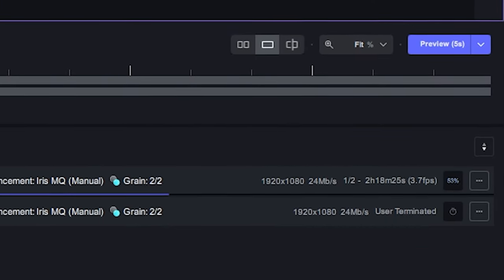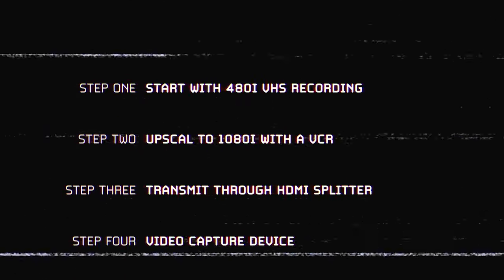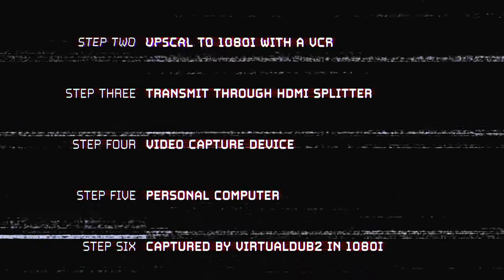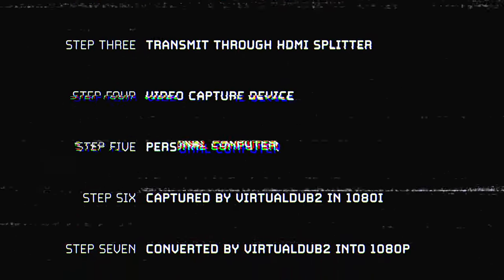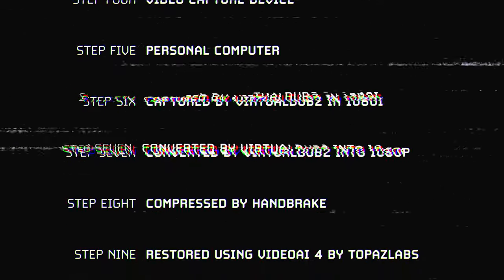Okay, now to review the extreme effort method. First, we started with a 1080i VHS recording. 2, we used the VCR to upscale it to 1080i. 3, we transmitted through an HDMI port to an HDMI splitter. 4, the signal was then transmitted to a video capture device which processed the signal. 5, that signal was then transmitted via USB-C to USB-A 2.0 from the video capture device to my personal computer. 6, it was then recorded by Virtual Dub 2 in a lossless codec at 1080i. 7, it was then deinterlaced by Virtual Dub 2 into a lossless codec at 1080p.